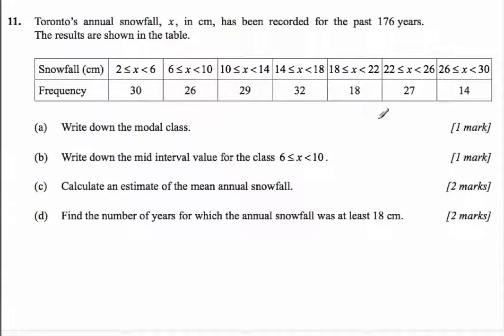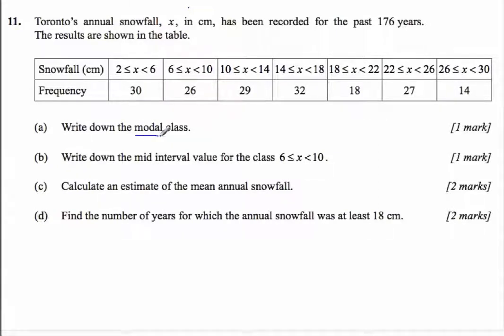Okay, so next question. Toronto's annual snowfall x in centimeters for the past 176 years is recorded here. So this means that 30 of those years, the snowfall was between 2 and 6, and 14 of those years, the snowfall was between 26 and 30, and so forth.